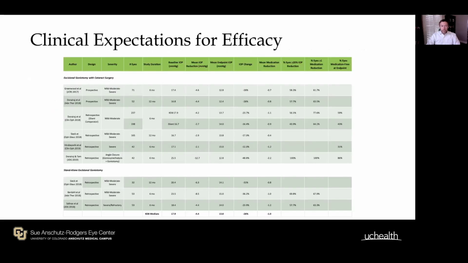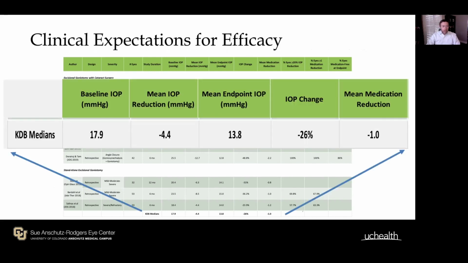What kind of expectations are there for efficacy with the Kahook dual blade? Well, there's, as you can see, a growing number of literature out there describing the efficacy of the device. If we look at the medians, we see that in most studies, IOP reduction from a preoperative level of about 18 millimeters of mercury down to 13.8, or about a 4.5 point drop. This also is equivalent to about 26% reduction in IOP, at the same time reducing dependence on medications on average by about 1.